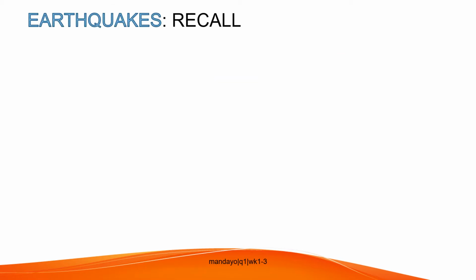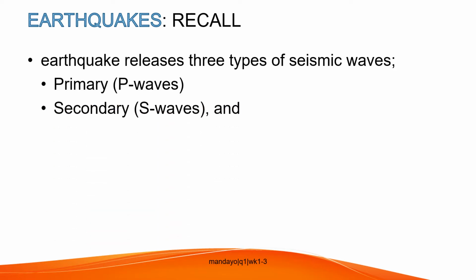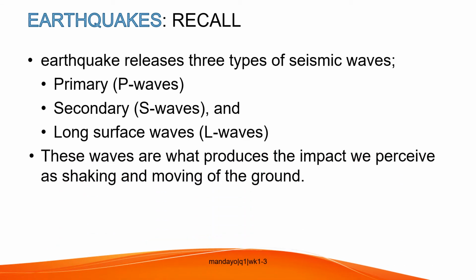Let us recall first the concept of earthquakes. An earthquake releases three types of seismic waves, namely primary waves or the P waves, secondary waves or the S waves, and long surface waves or the L waves. Moreover, these waves are what produce the impact we perceive as shaking and moving of the ground.